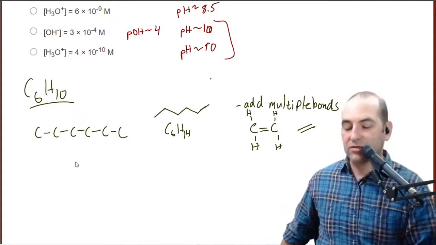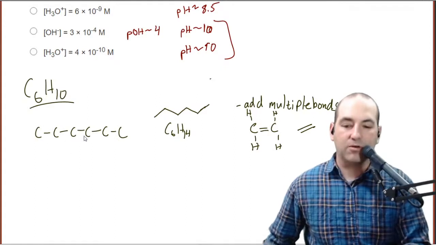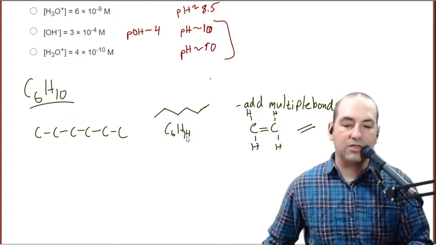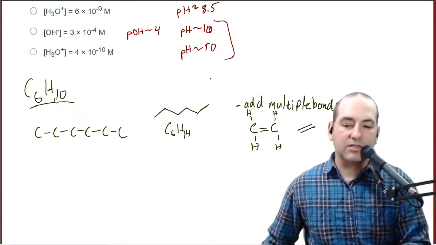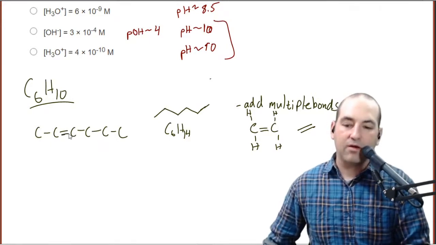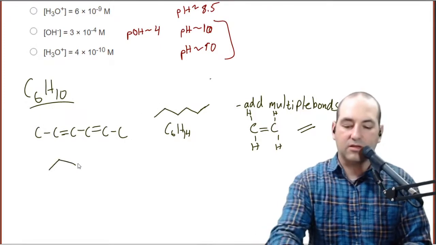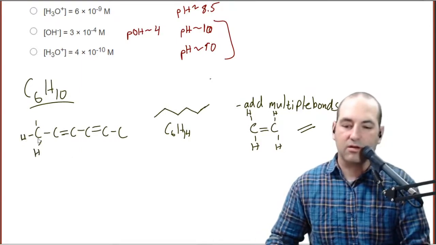So if we add multiple bonds, we can take away hydrogens. That's one reason why C6H10 can have so many different possible isomers. If we started with C6H14, every time we add a double bond, we take away 2 hydrogens, right? We went from C2H6 to C2H4. So C6H14 to C6H10 means we need 2 double bonds, and there are a lot of ways that we can do that, right? We could go here and here. Actually, I don't want to go too fast here. Let's draw those hydrogens in so you can see how that works.